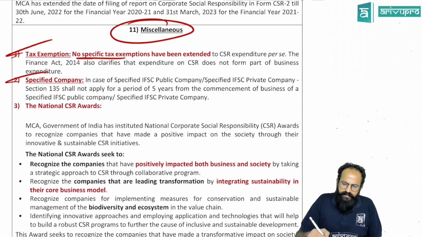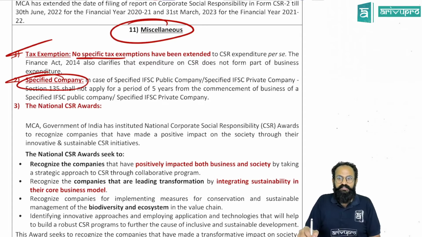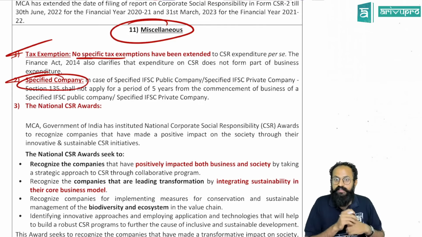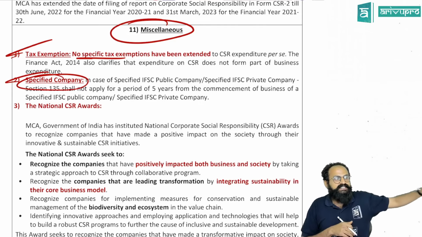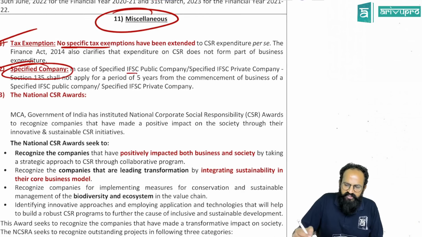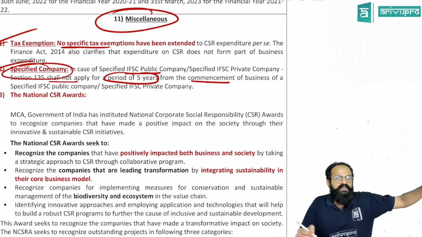Okay, specified companies. I've explained to you about IFSC companies, Gift City and all, in Gujarat. If any IFSC company is situated in Gujarat, for them these CSR provisions are exempted for a period of 5 years. In case of specified IFSC public or private companies, section 135 shall not apply for a period of 5 years from commencement of business of that particular company. Whenever they set up, for 5 years it is not applicable.